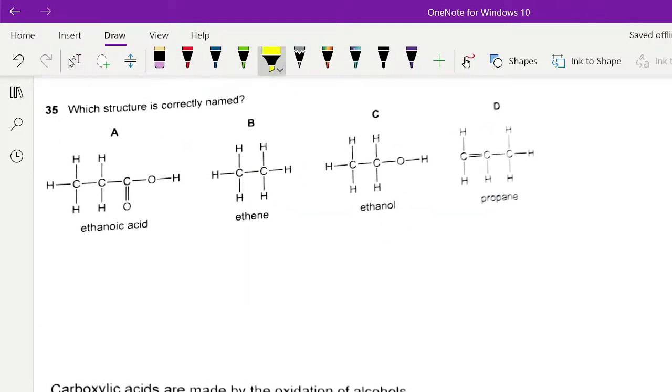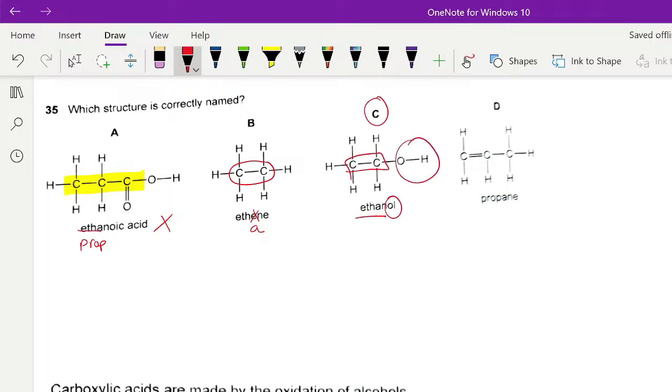Which structure is correctly named? Now here we have 3 carbons, so it's not ethanoic acid, it should be propanoic acid. Here we have C single bond C, so it should be ethane, not ethene. Okay, this should be propanoic acid. And C is correct. 2 carbons means eth, and this alcohol is ethanol, and this is propene, not propane. So C is the answer.